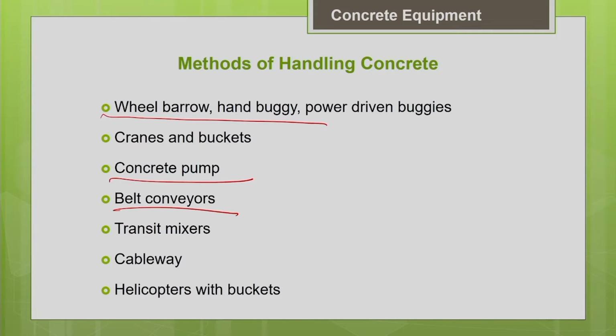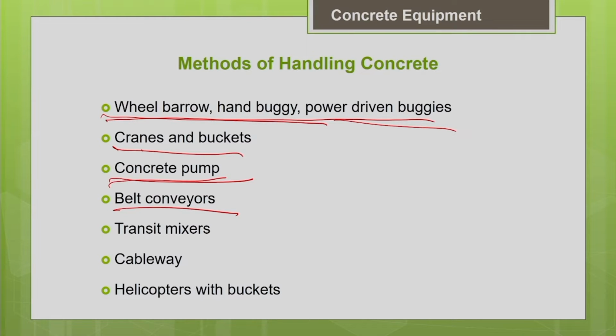So, we have the simple options like a wheelbarrow, hand buggies, power driven buggies. And also we have the option of cranes and buckets. Particularly when you want to do the concreting at a higher level, say I want to do the column concreting at a particular floor, say 6th floor or 8th floor, to reach a greater height, generally we go for cranes with concrete buckets. That will facilitate you to reach any vertical height.